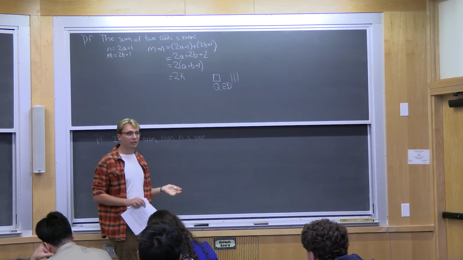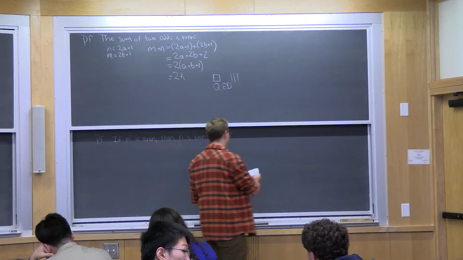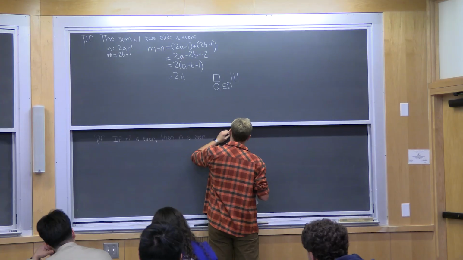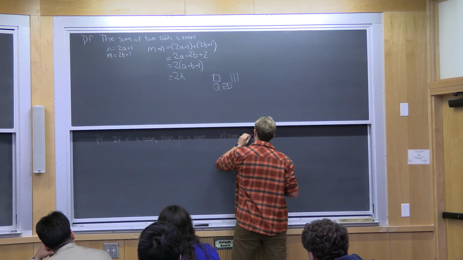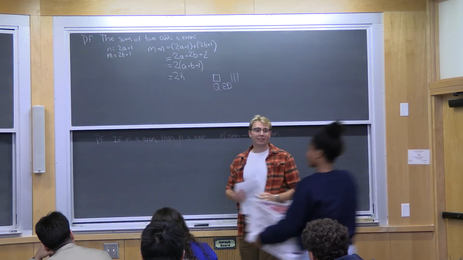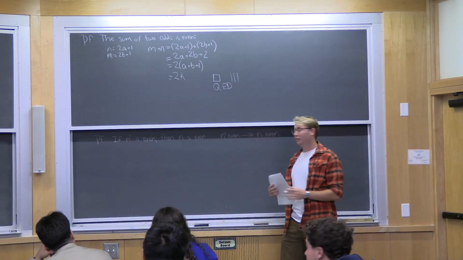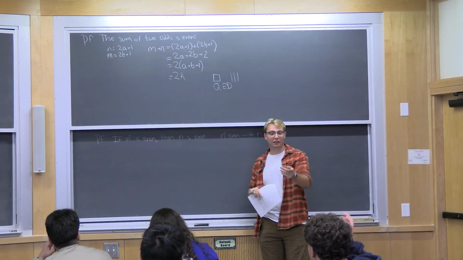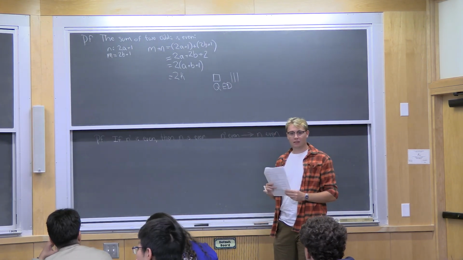And if we write this in the form of propositional logic, we can write this as n squared even implies n even. Can anybody tell me what the contrapositive of this statement is? Remember, not Q implies not P. n is odd implies n squared is odd. Yes.